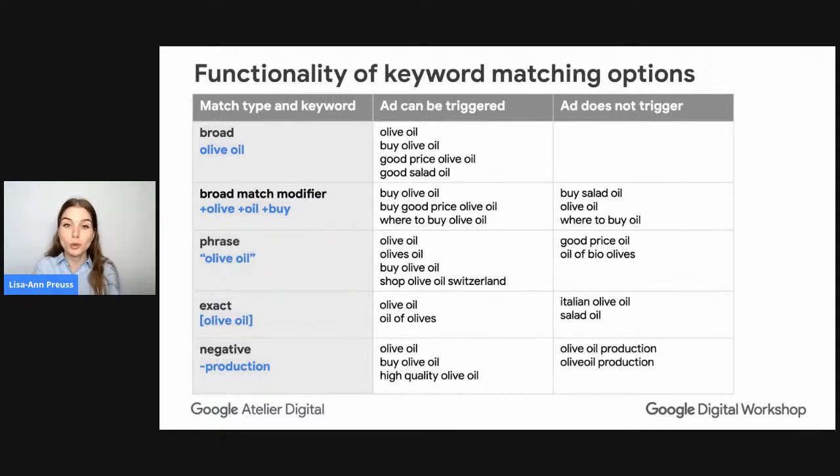And that brings us to exact match. This is the most granular keyword matching option. Here you add a keyword in square brackets, meaning that when a user searches for that exact term or a very close variant, the ad can be triggered. As soon as it's too different, the ad is not triggered.